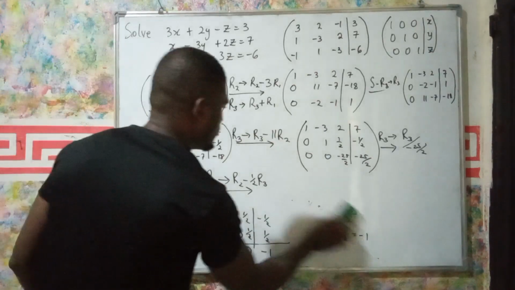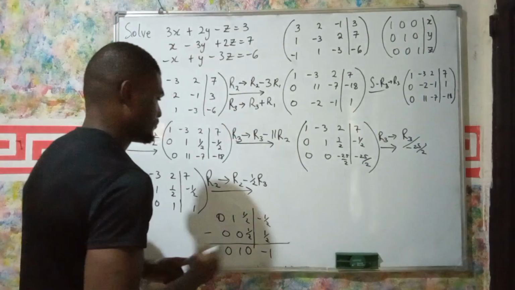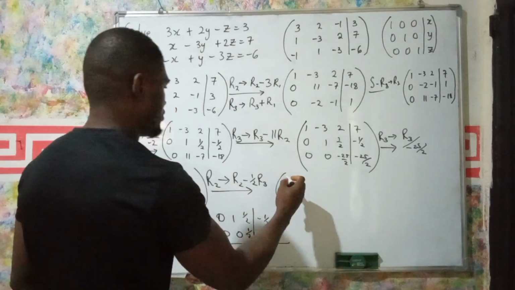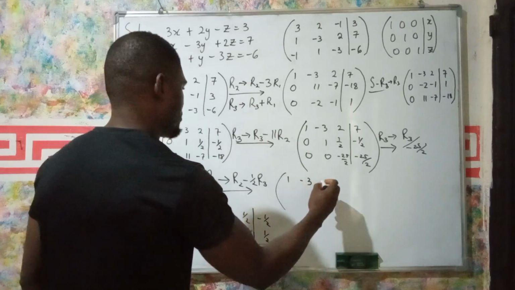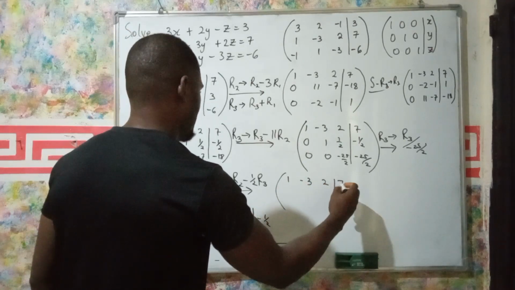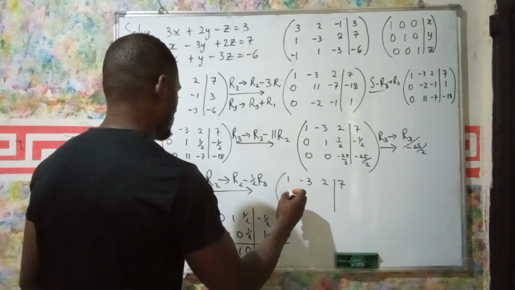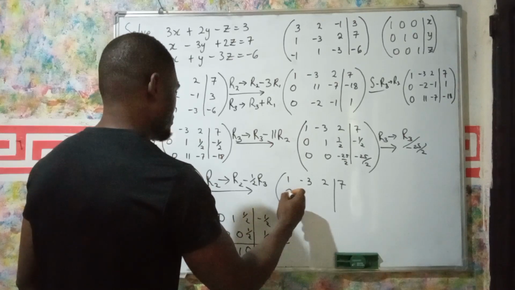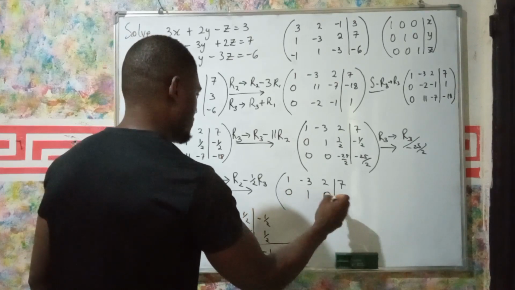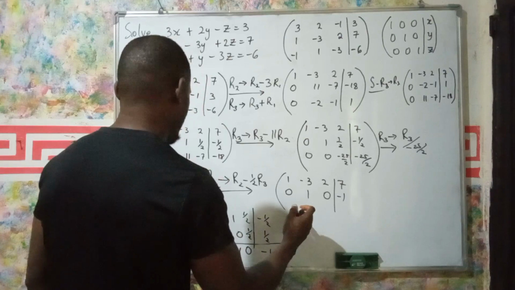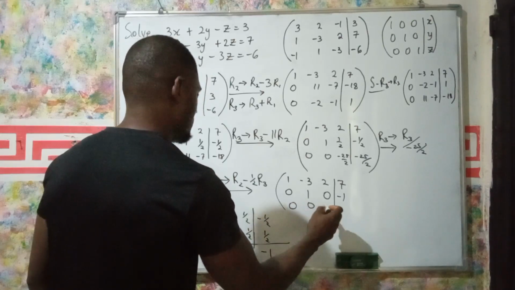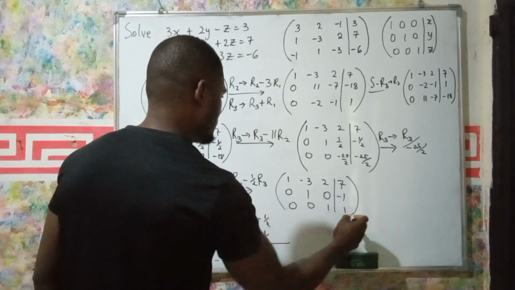Alright, so let's write that down. Row 1 still remains 1, minus 3, 2, and then 7. Row 2 now becomes 0, 1, 0, minus 1. Row 3 is 0, 0, 1, 1.